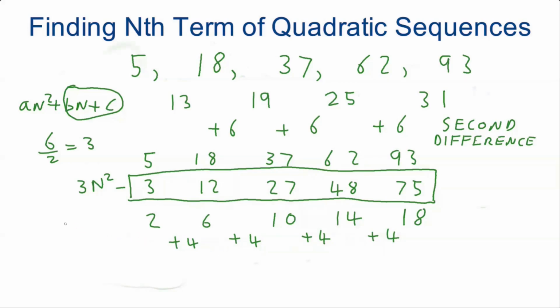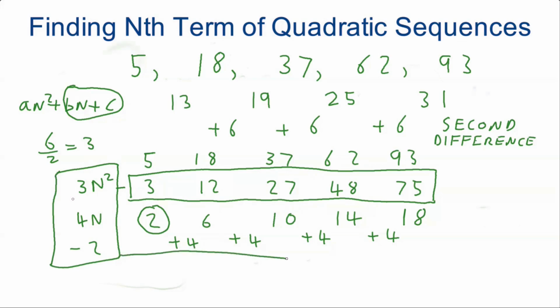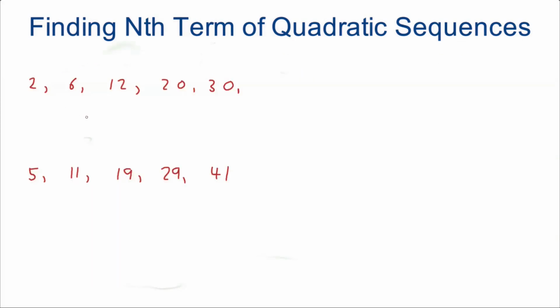So we now know that we've got 4n to go on. And if we look at our first term of the linear part, which is this, we put in 4 times 1 because this is the first term. 4 ones are 4, but we want to end up with 2. So we have to minus a 2 off of it. So we're going to have -2 as well. We put it all together and we end up with 3n squared plus 4n minus 2. Done.